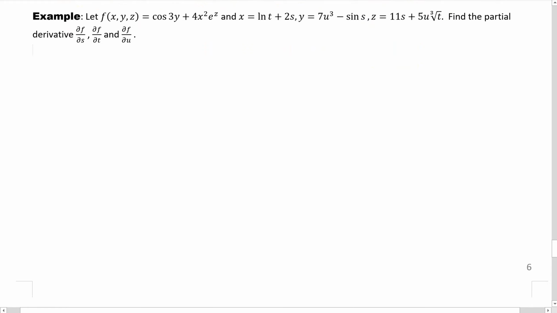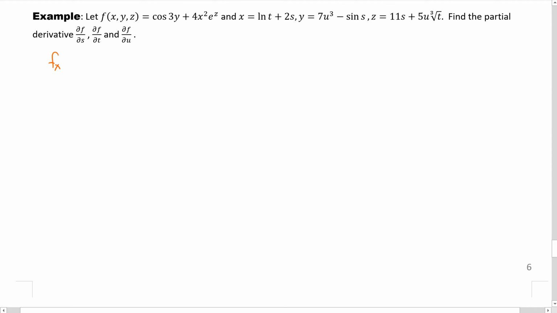Let f be a function of 3 variables, x, y, and z, where x is a function of t and s, y is a function of u and s, and z is a function of s, u, and t. All right, let's see here. So fx is going to be a big problem. Remember to write tiny so that we can have more space here.